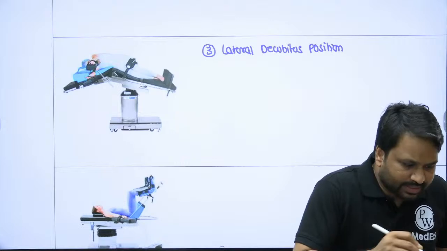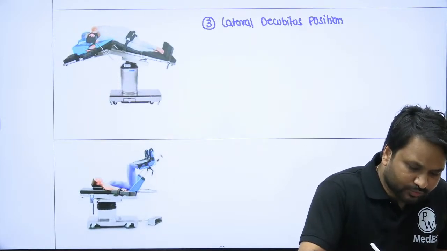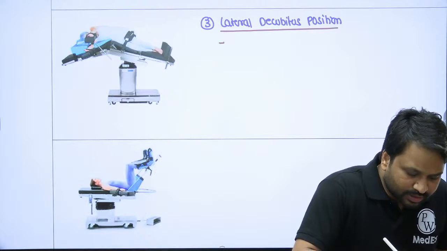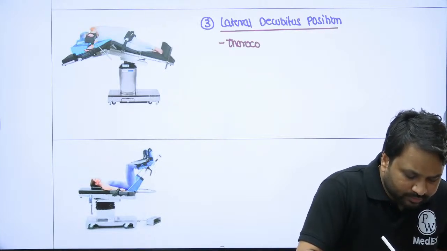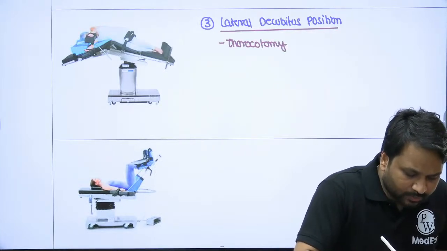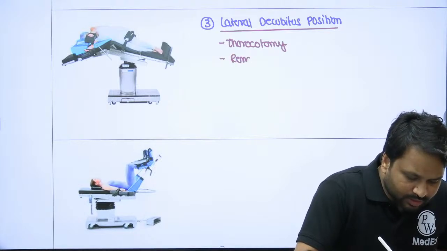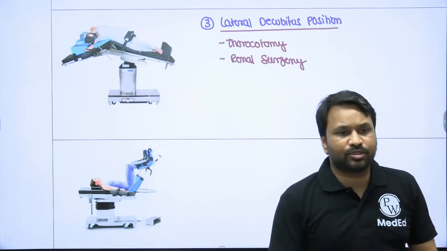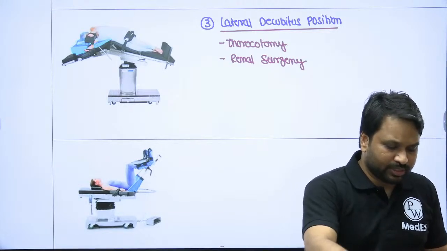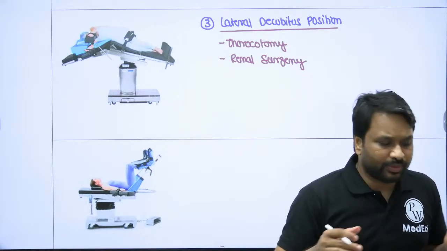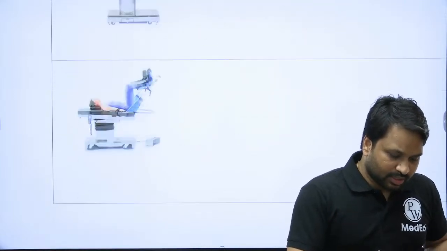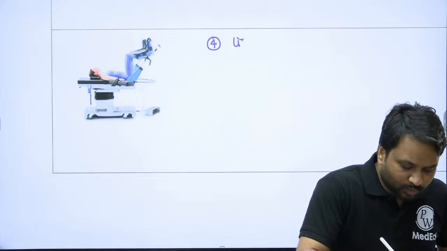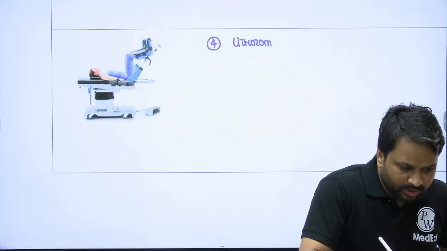This is the position that we commonly use for thoracotomies and kidney surgeries. It is used for thoracotomy, that is to open or enter into the lungs. It is also used for your renal surgeries. So these are the lateral decubitus position, right? Position number 4 is for perineal surgeries, and this is what we call the lithotomy position.